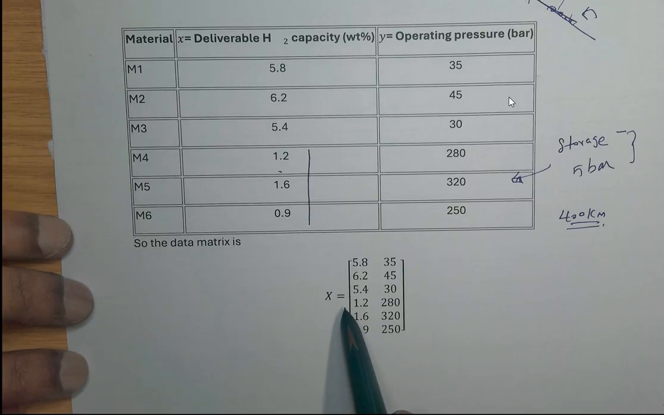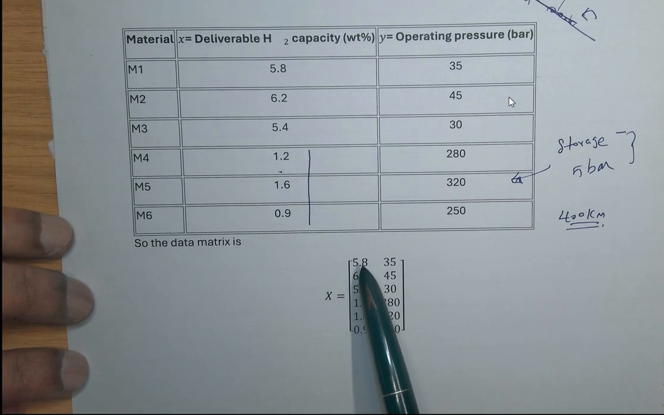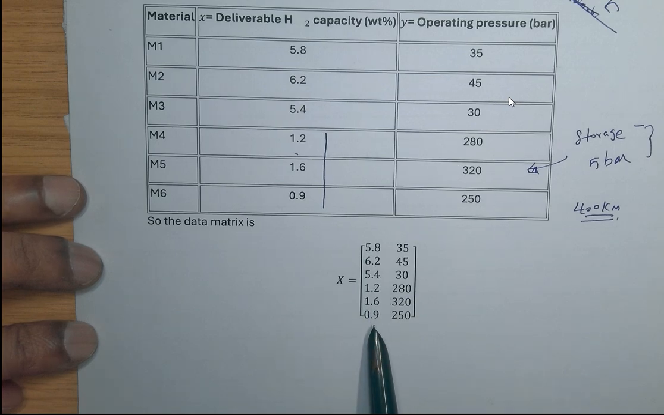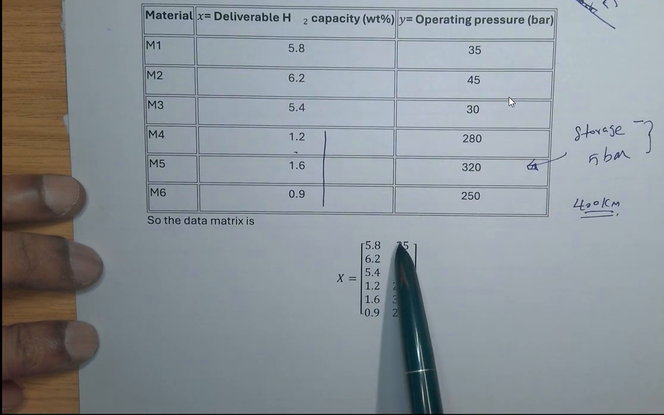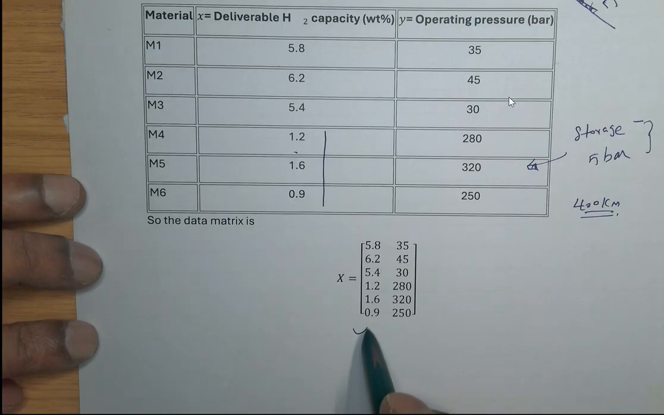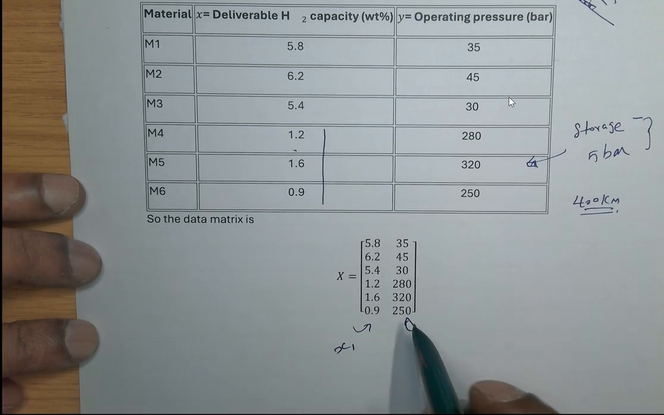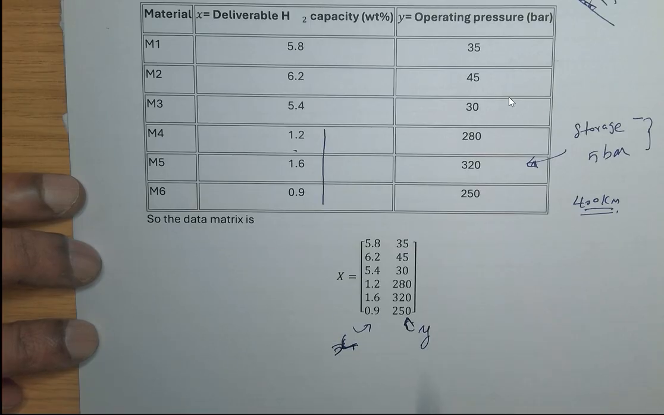So if you write the data set, you can write it in a matrix format, isn't it? So 5.8, 6.2. That makes one variable, and another one makes another variable. And this column, for your convenience, we can call it x1. Or maybe we can call it even x, and this column we can call y for convenience.